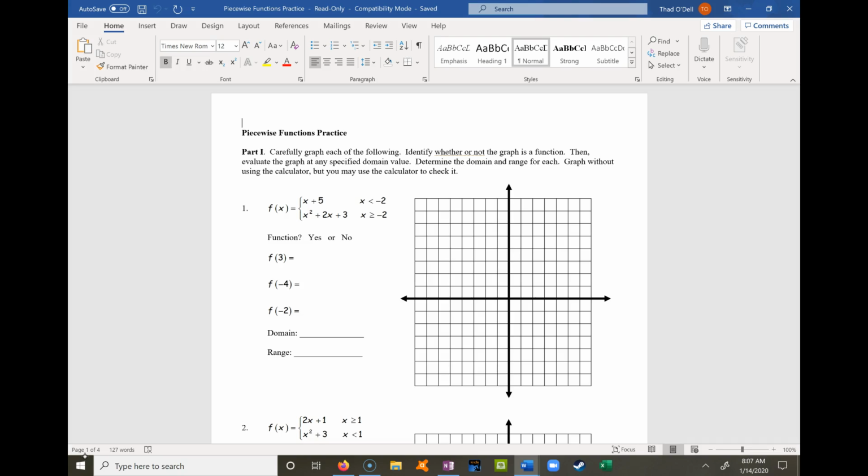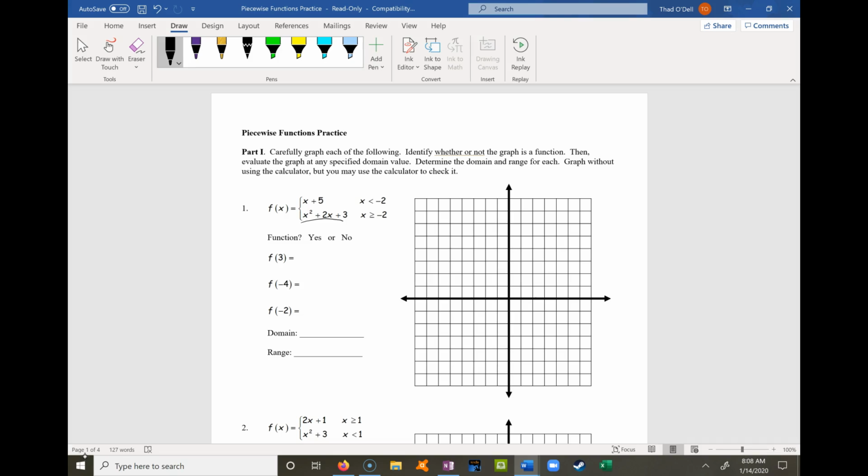So we'll answer the question whether it's a function or not later after we've graphed it, I think. But first of all, we can answer this question. This says f of 3 equals what? So I check out 3. I know 3 is bigger than -2, so that means I'm going to be using that expression right there. So f of 3 is going to be 9 plus 6 plus 3, which would be 18.